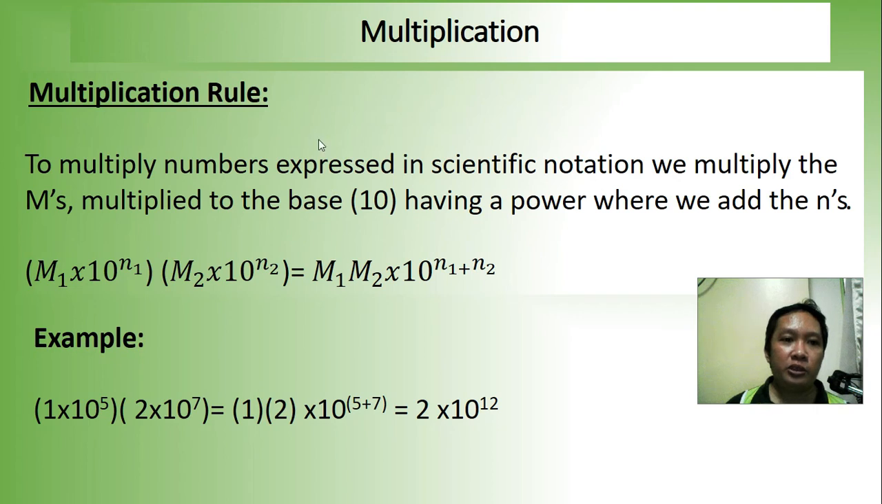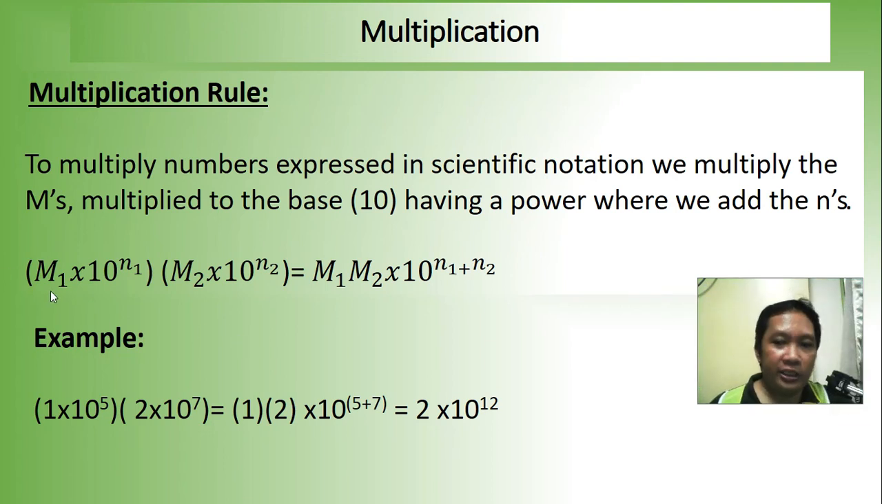Okay, multiplication rule. If two numbers are expressed in scientific notation, we multiply the m's, multiplied to a base 10, having a power where we add the n's. So this is the general form. If we have a number expressed in scientific notation, another one in scientific notation also, then we need to consider this rule. We multiply the m's, copy the base 10, and we add the n's.